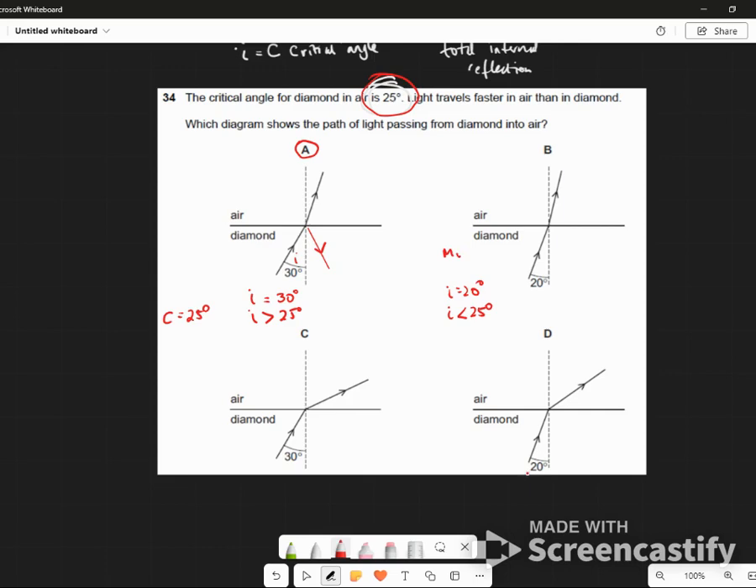Diamond is more dense. Air is less dense. So this one, it looks like it could be right, but it's going to be something like this. It's going to bend away from the normal. Does that make sense? Because it's going from more dense to less dense. This one shows it bending towards the normal. And it's going from more dense to less dense. And when it goes from more dense to less dense, it bends away from the normal. So A is wrong and B is wrong.